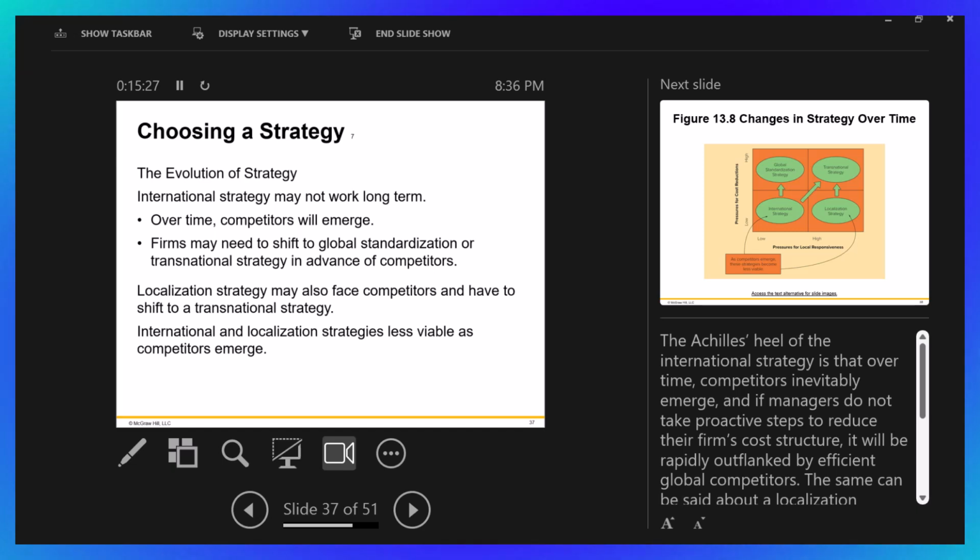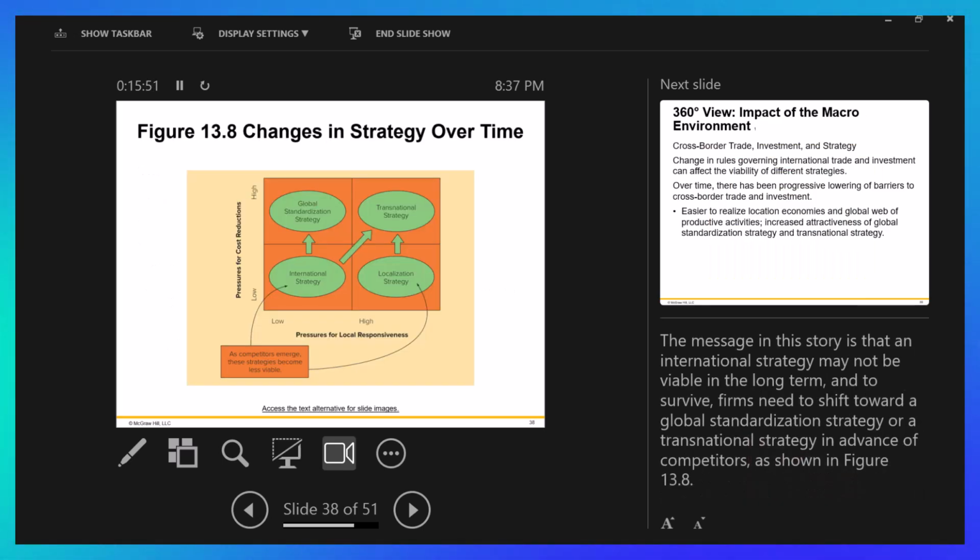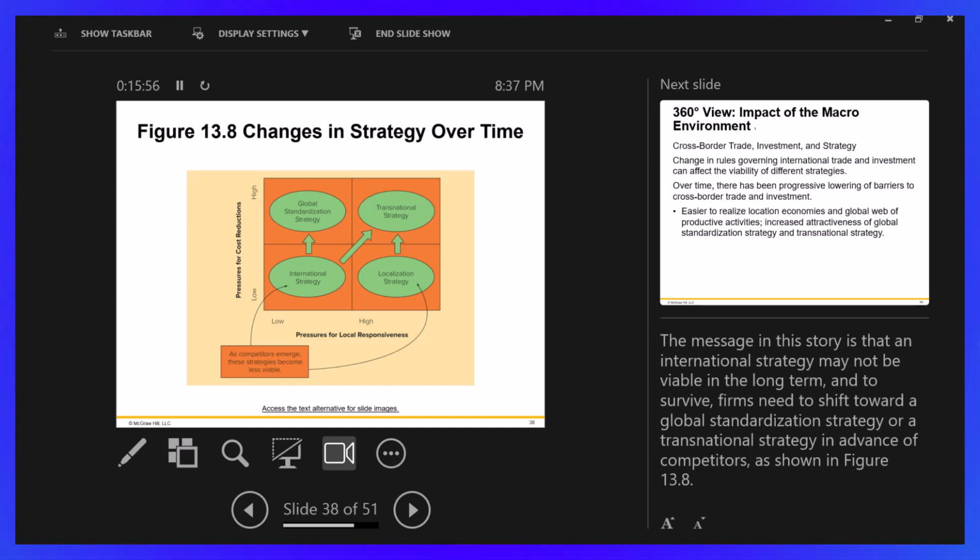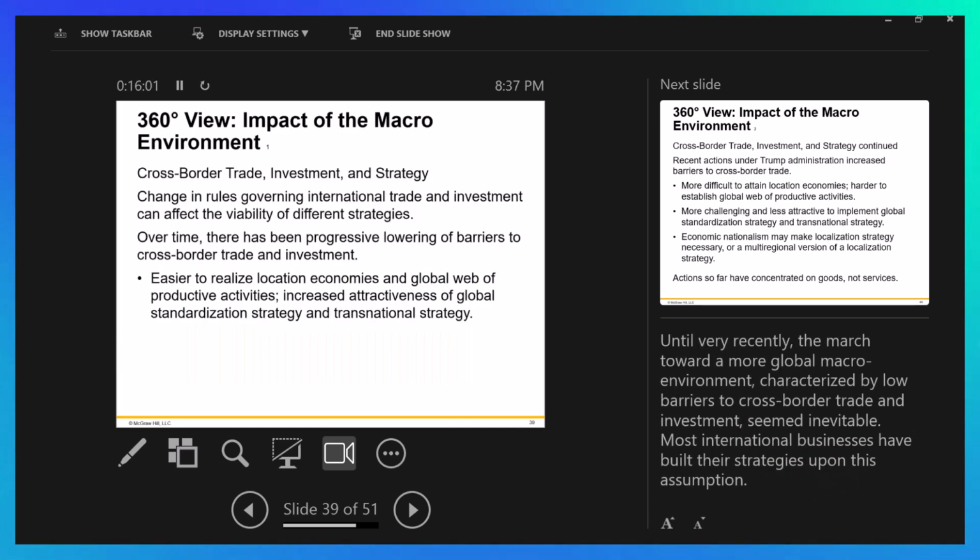The evolution of strategy. International strategy may not work long term. Over time, competitors will emerge. Firms may need to shift to global standardization or transnational strategy in advance of competitors. Localization strategy may also face competitors and have to shift to a transnational strategy. International and localization strategies are less viable as competitors emerge. You can see how we change strategies from low to high and high to low with different pressures for cost reductions as well as pressures for local responsiveness.